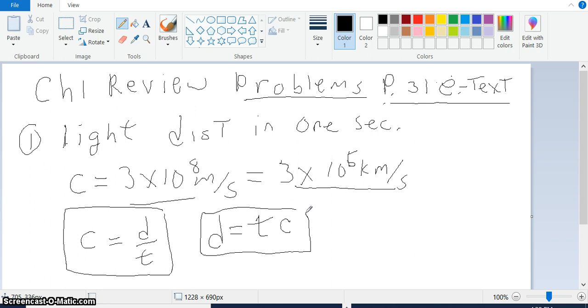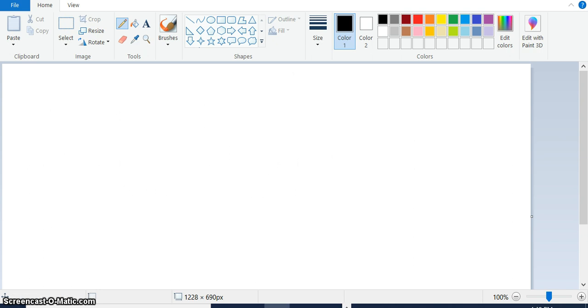Let me pause this. All right, so I paused it so we could erase that. Anyhow, we have this equation: distance is equal to time times the velocity, which in this case, of course, we're talking about the speed of light. All right, so let's go over the units. Now, if we choose the speed of light as kilometers per second, then the time t has to be in seconds, and since c is in kilometers per second, d will be in kilometers.